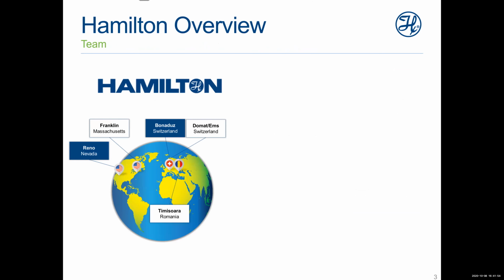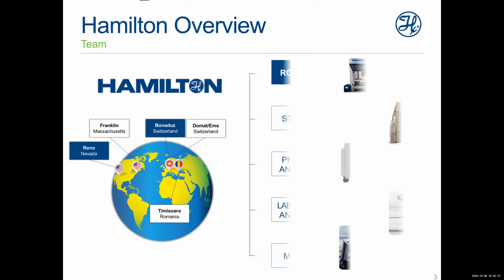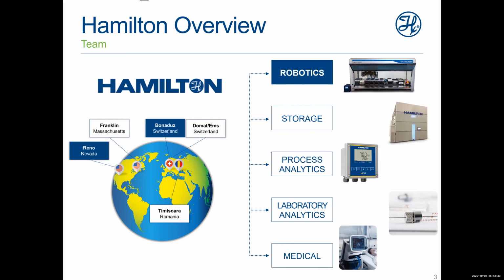So, an overview of Hamilton. Hamilton is a private group founded in 1947 by Clark Hamilton in a garage in California. Today, Hamilton has 2 headquarters, one in Reno, Nevada, and one in Bonaduz, Switzerland, and a total of 5 manufacturing sites, which also include one in Massachusetts, another one in Switzerland, and one in Romania. Altogether, the company employs more than 2,500 employees around the world, which include offices in 7 subsidiaries in Europe and China. Hamilton is divided in 5 independent business units.